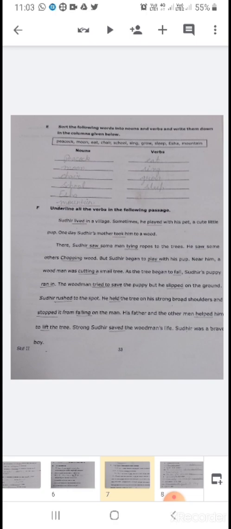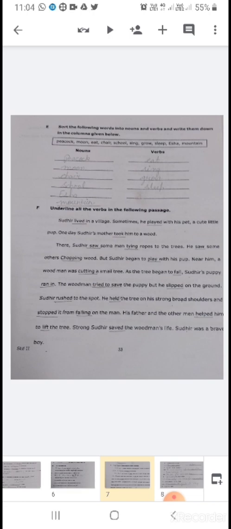Next, he held the tree on his strong broad shoulders and stopped it from falling on the man. So here held, stopped and falling, all the three are verbs. So underline these three words. Next is his father and the other man helped him to lift the tree. Here helped and lift both are the verbs.